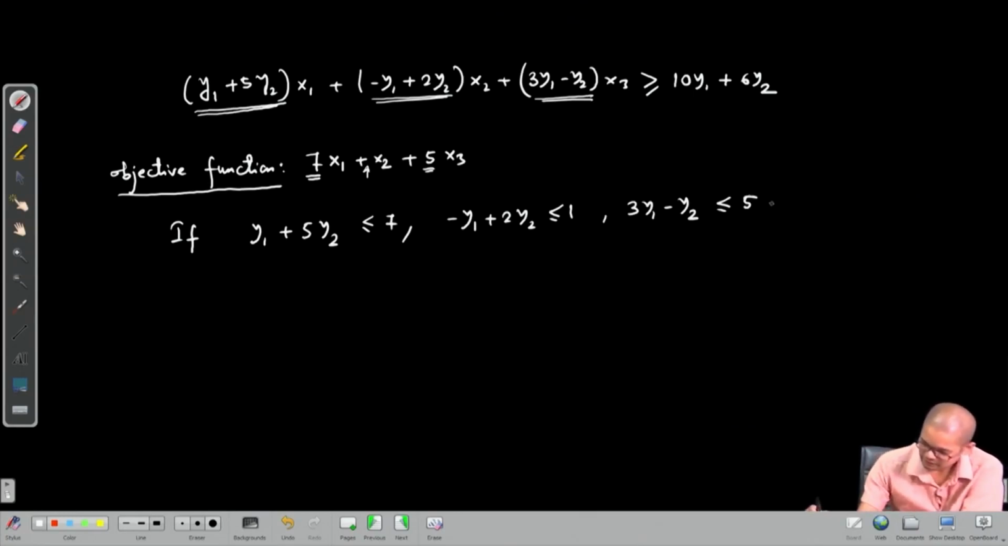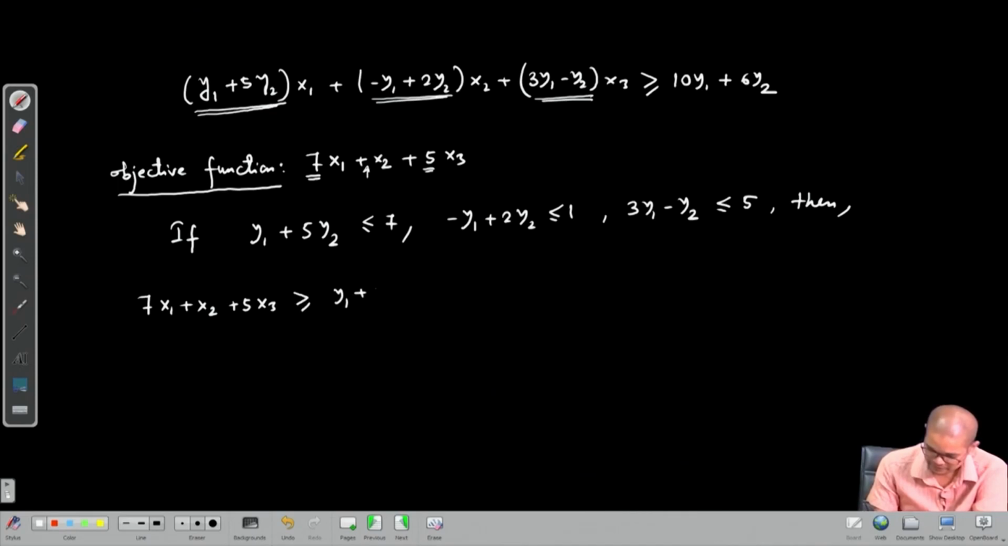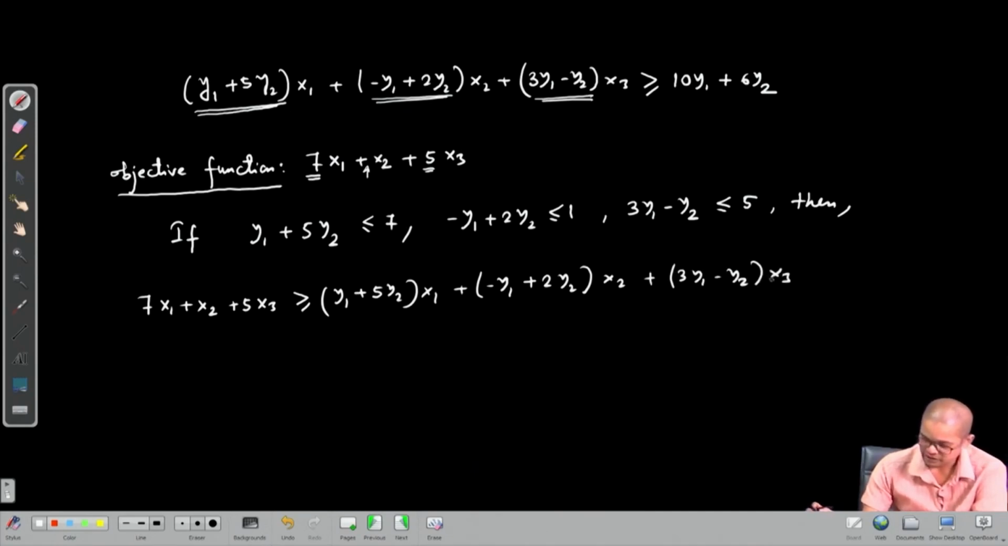If this happens, then we can write 7x1 plus x2 plus 5x3 is greater than or equal to (y1 plus 5y2) times x1 plus (minus y1 plus 2y2) times x2 plus (3y1 minus y2) times x3, but this is greater than or equal to 10y1 plus y2.